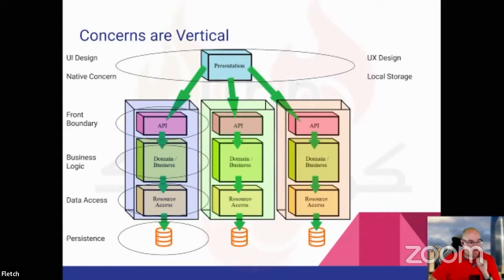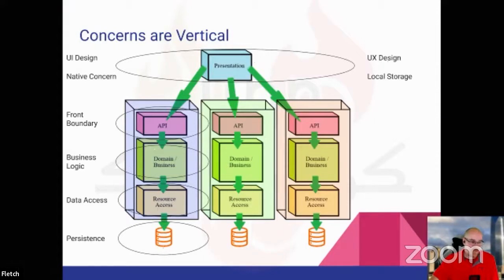So let's go into some concerns. This is that gradient turned on its side in order to look like a typical graphic that you would see for software development. The presentation concern, UI design, native concerns, UX design. You've got the front boundary, which is the API. And you see these circles are only on one of these, not on all 3 of them. I do that for a reason, so keep that in mind. The API is a concern of ours. The domain business logic is a concern of ours.